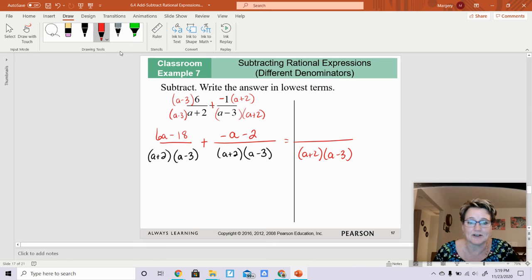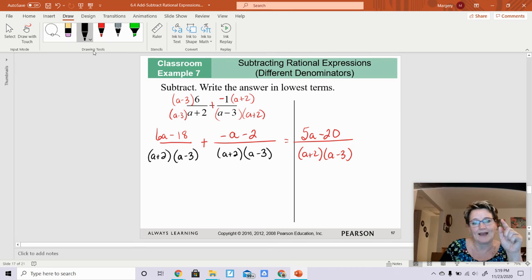Now you combine like terms. 6a plus negative a is 5a. Negative 18 plus a negative 2 is a negative 20. Now, if you can factor it, you must factor it. So that's what I'm going to do here. They both share a 5. So I'm left with a minus 4 in the numerator. And then in the bottom, there's nothing you can do.